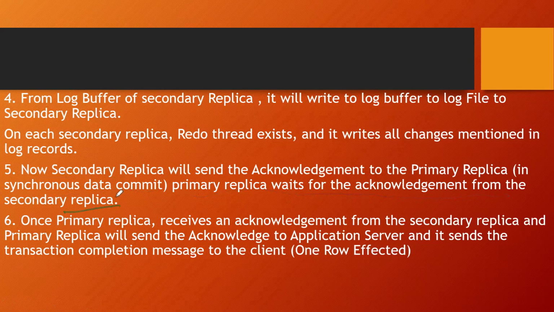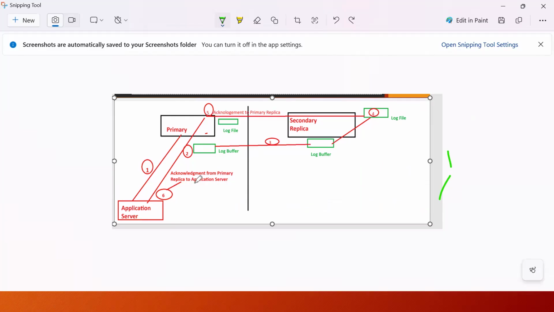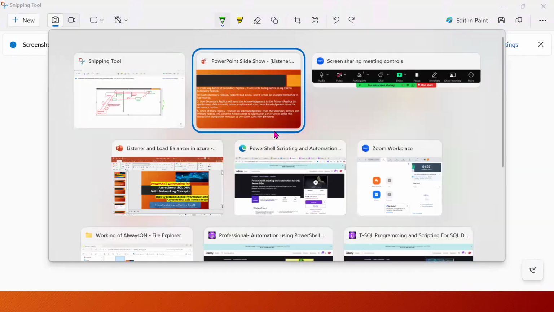What happened? Due to some delay, it moved from here to here, from here to here, from here to here, but due to a connectivity issue, it is not able to send the log record. What will happen at this point? The primary replica will go into the waiting state, waiting for the acknowledgement, right? Once the acknowledgement comes from the secondary replica, only then will it send that acknowledgement to the application, that one row has been committed or modified, whatever. If it is not sending that acknowledgement, your primary replica will go into the wait state. So that is what is written here.